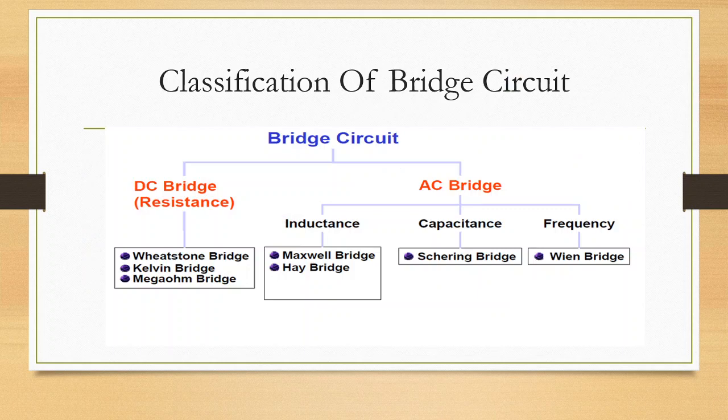Next is classification of bridge circuits. Bridge circuits are broadly classified as DC bridges and AC bridges. In DC bridges, we have Wheatstone bridge, Kelvin bridge, and megohm bridge. All these three bridges are used for the measurement of resistance. In AC bridges, we have inductance bridges, that is Maxwell bridge and Hay bridge. Then we have a capacitance measuring bridge, that is Schering bridge. And for frequency, we have Wien bridge.